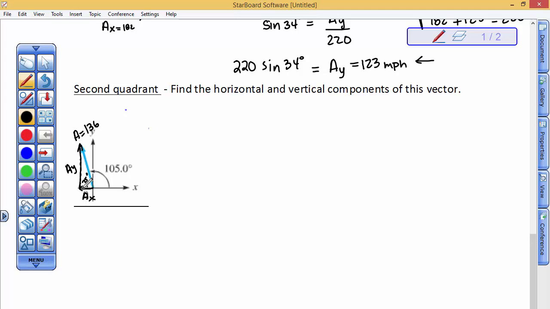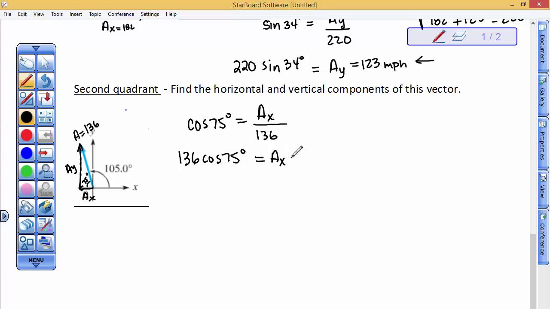That would allow me to use cosine again for the x component because this is the side adjacent and the hypotenuse. So I would say that the cosine of 75 degrees equals the side adjacent over the hypotenuse, and then 136 times the cosine of 75 degrees will be that itty-bitty number. Remember, if this blue line is 136, I'm going to tell you that number is 35.2.